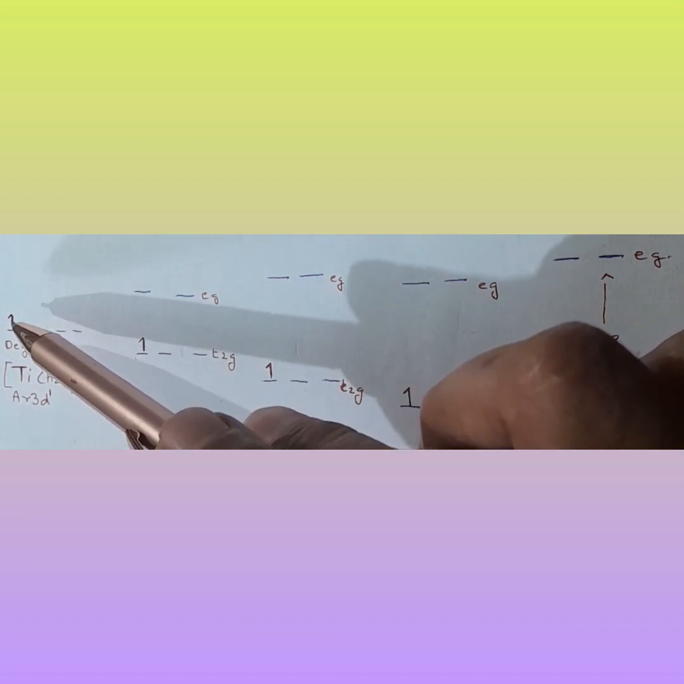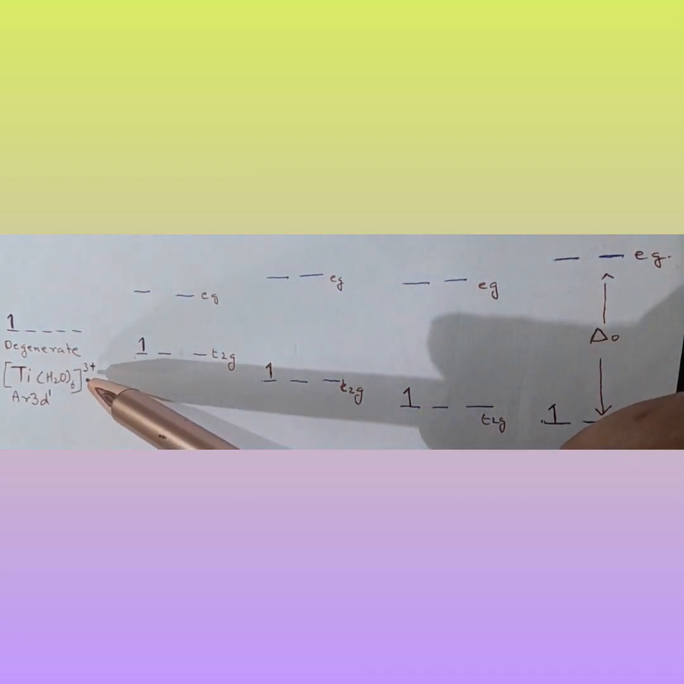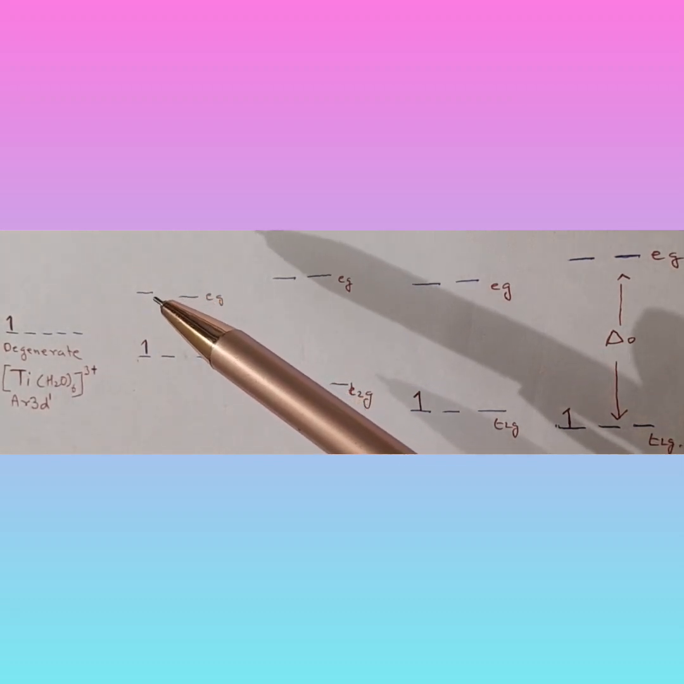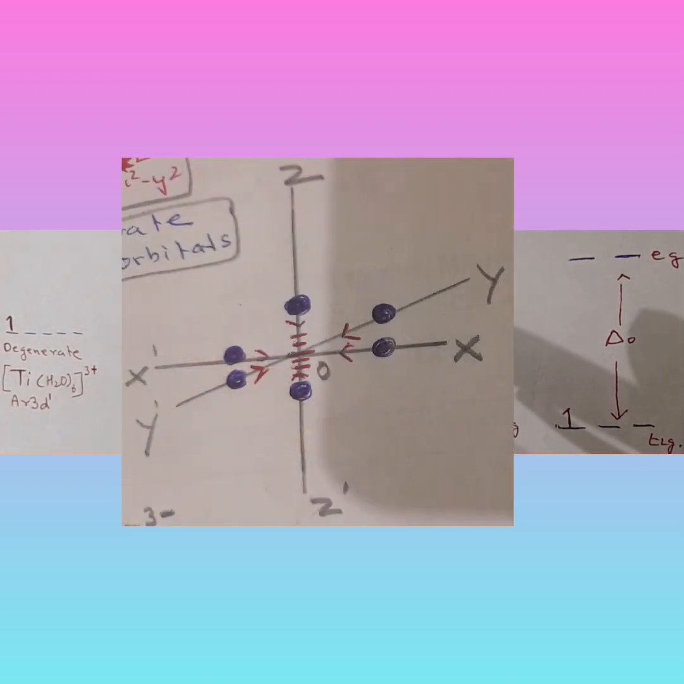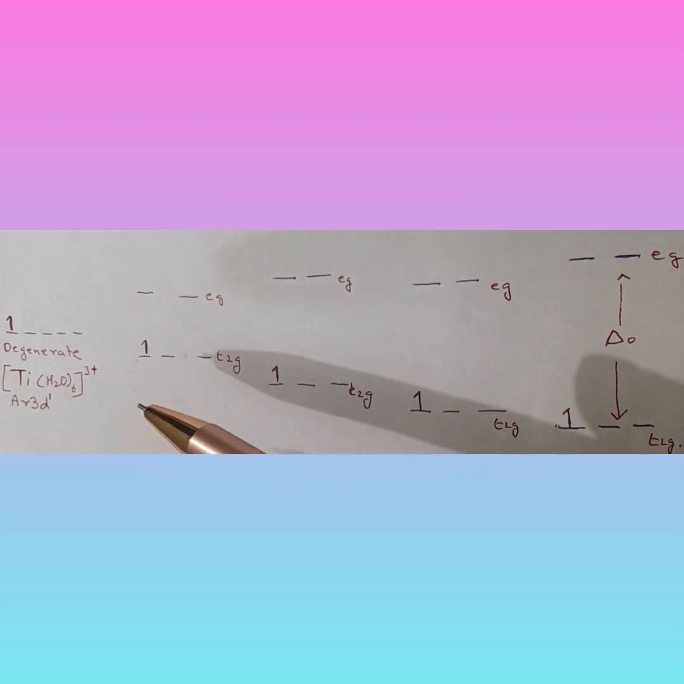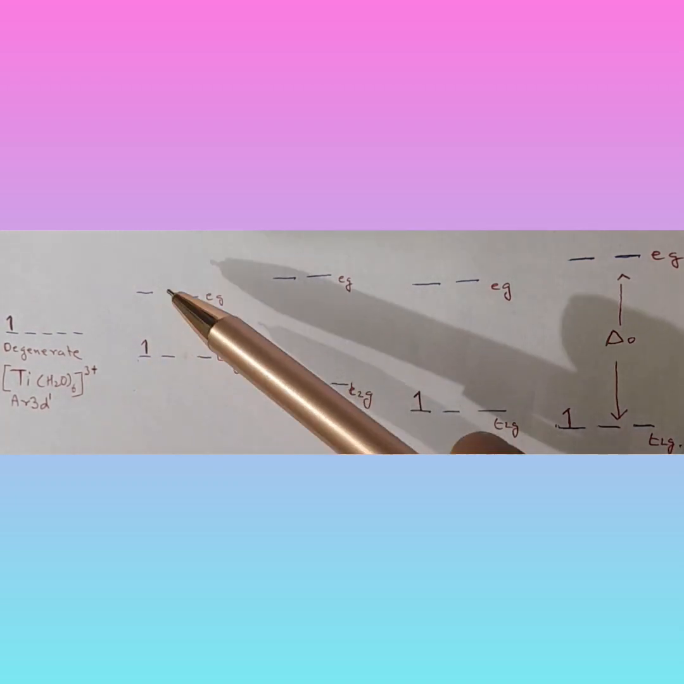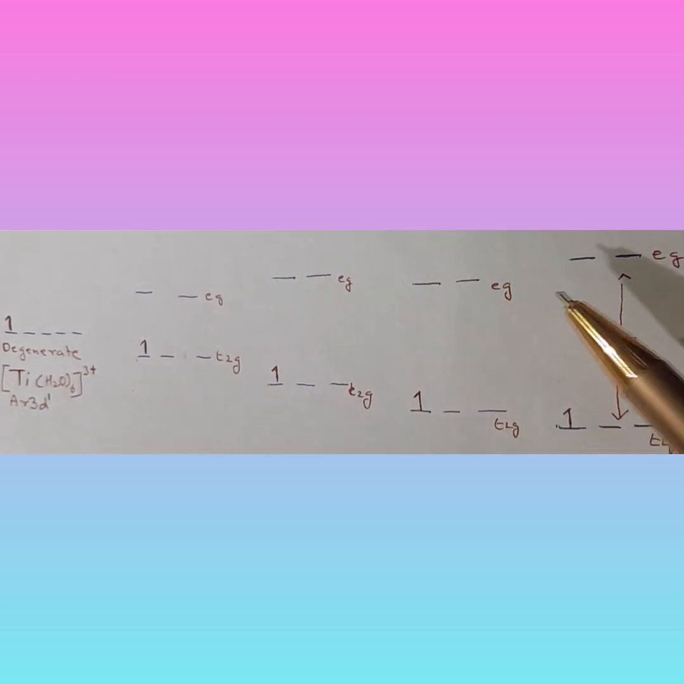Assume that 6 ligands are approaching towards the central metal atom, that is titanium, towards the Ti3+ ion. If we are talking about 6 ligands approaching towards the central metal atom via x, y and z axes, then obviously we are referring to an octahedral complex. So 6 water molecules are approaching Ti3+. So this is how the splitting happens.